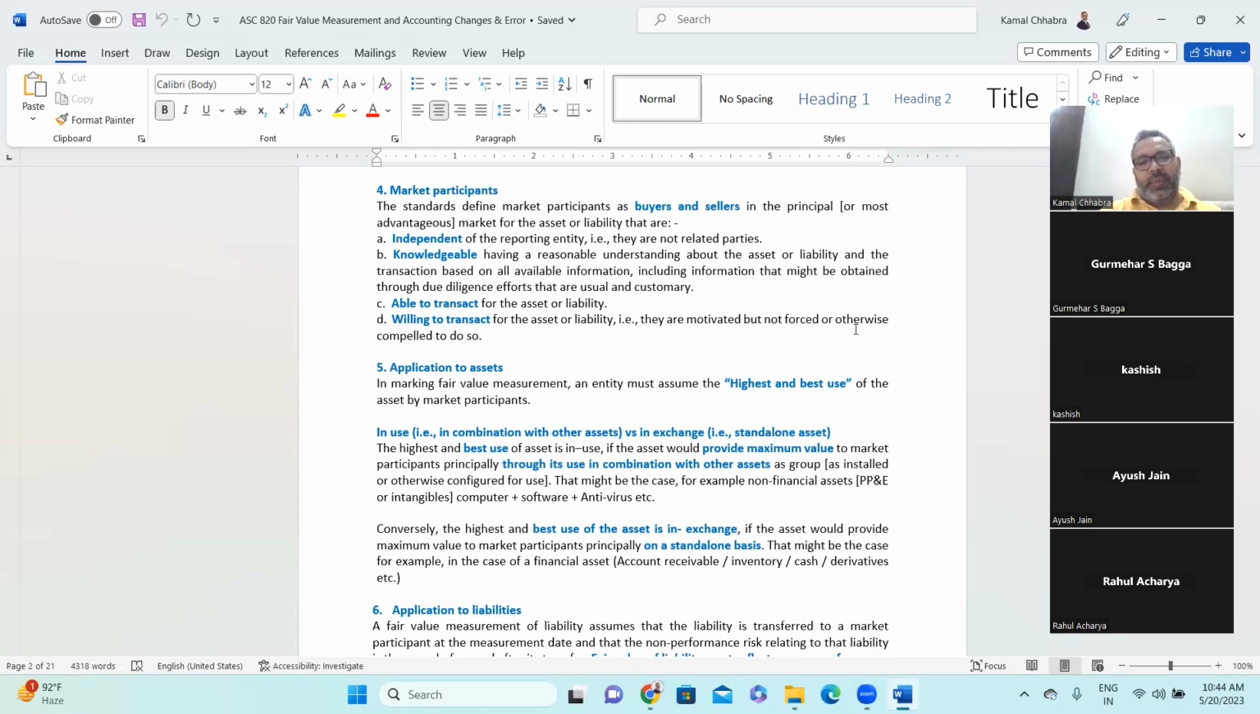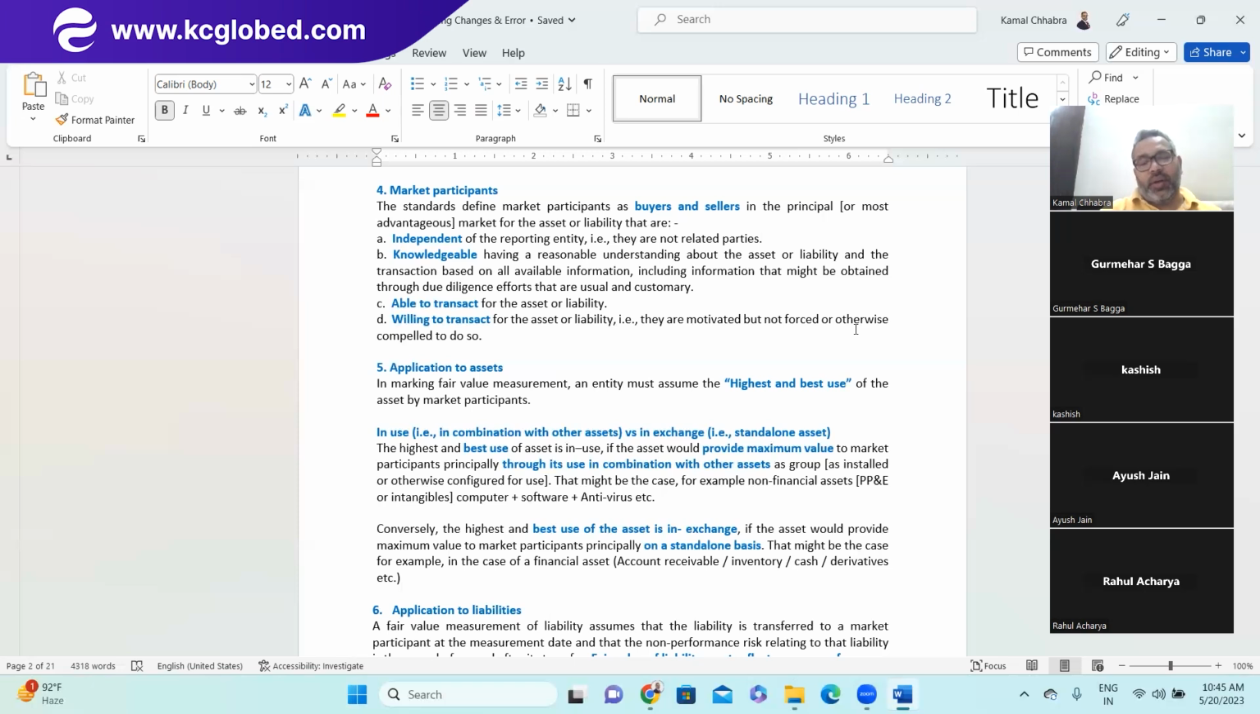The standard defines market participant as buyer and seller in the principal or most advantageous market for the asset and liability that are independent of the reporting entity. That means there is no related party. Second, the parties, buyer and seller, are both knowledgeable, having a reasonable understanding about the asset or liability and the transaction based on all available information, including the information that might be obtained through due diligence or efforts that are usual and customary to business practice. That means the person should be independent, right? Buyer and seller should not be a related party. Second, they both should have knowledge of the product, service, market, of the asset and liability.